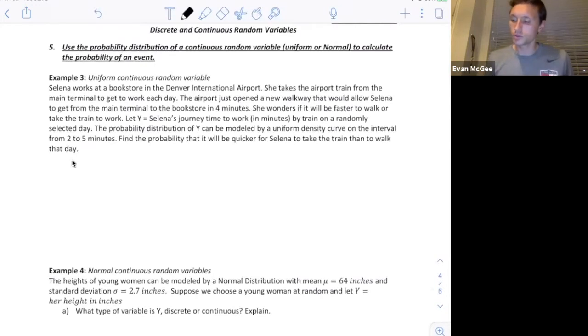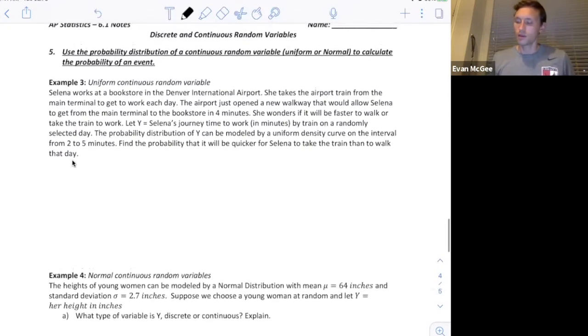Here we're going to use the probability distribution of a continuous random variable for a uniform or normal distribution to calculate the probability of an event. Let's look at a uniform example first. Selena works at a bookstore in the Denver International Airport. She takes the airport train from the main terminal to get to work each day. The airport just opened a new walkway that would allow Selena to get from the main terminal to the bookstore in 4 minutes. She wonders if it will be faster to walk or to take the train.